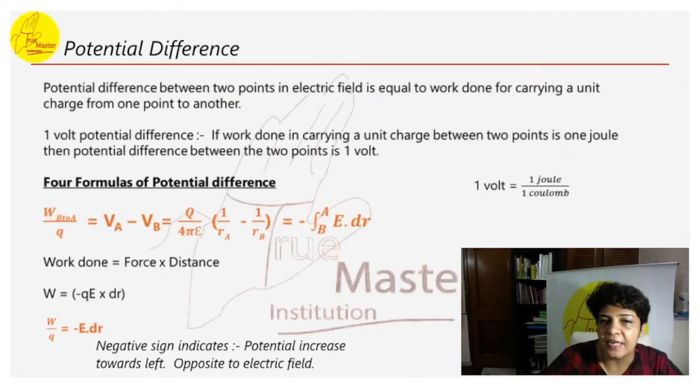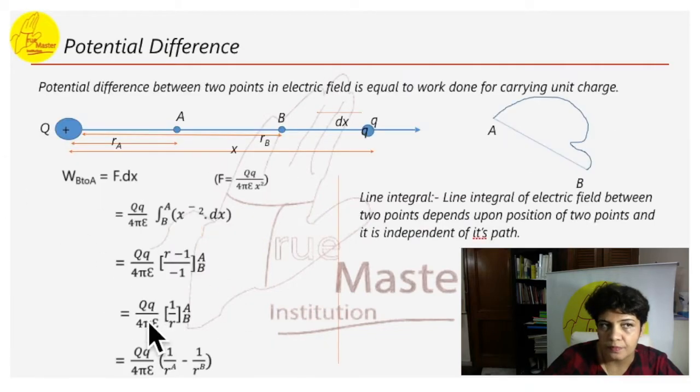So we are deriving this fourth formula here, on the next slide. We will learn the term line integral first. Line integral of electric field between two points depends upon the position of the two points and is independent of its path. Therefore, let's say if we have points A and B, even if it is following a long path, the integral depends on the shortest distance and is independent of the path that it has followed. So this is the line integral.